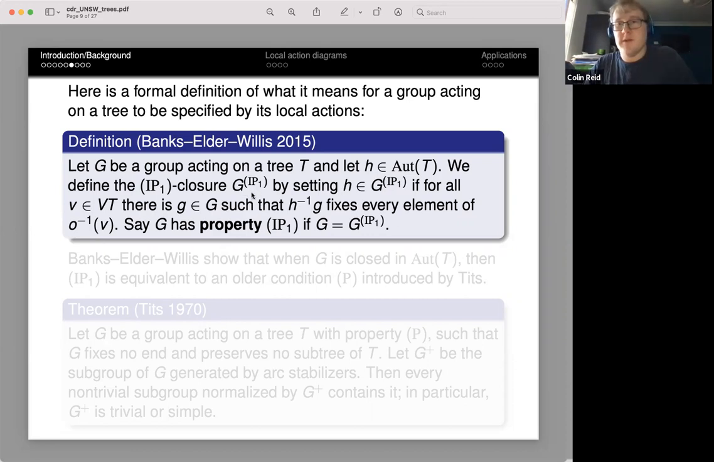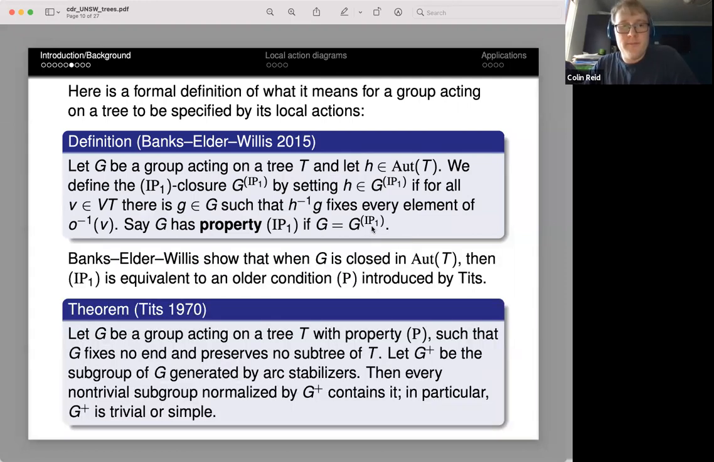It's a fact that this is always a group. If you start with a group, you take its IP1 closure, you get another group. And then we say that G has property IP1 if it's equal to its IP1 closure. So Banks already showed that when G is closed in Aut T, then this is equivalent to an older condition called P, which was introduced by Tits in 1970.